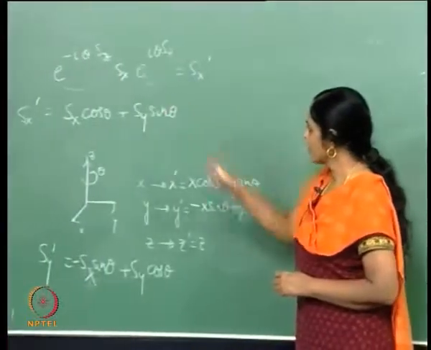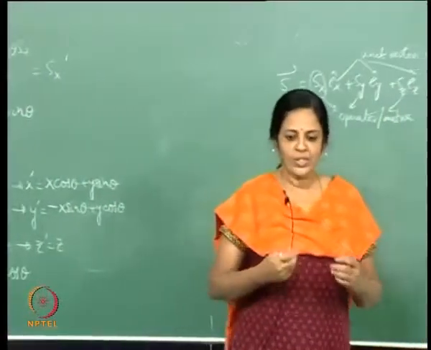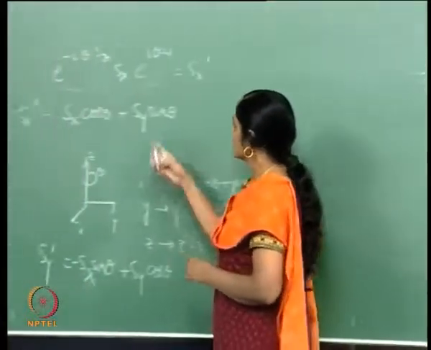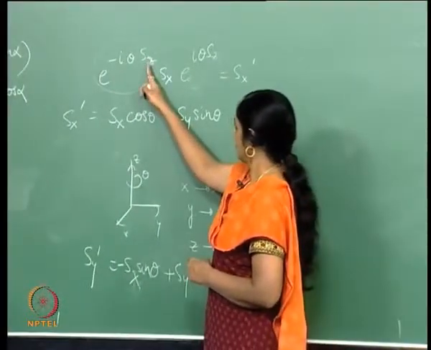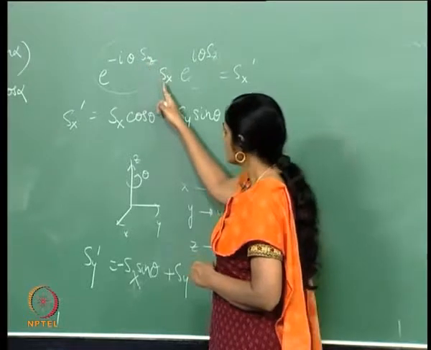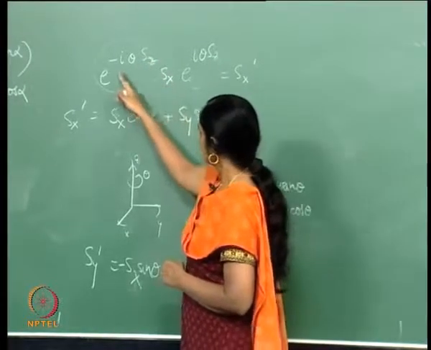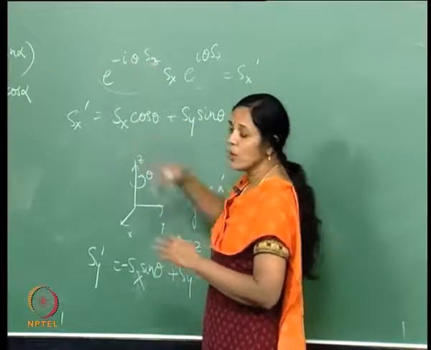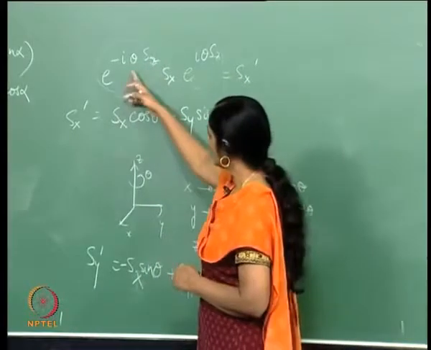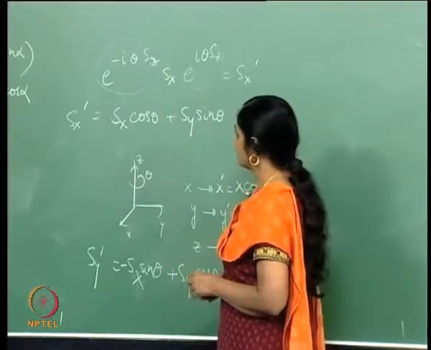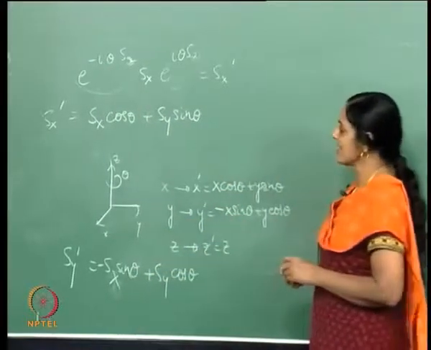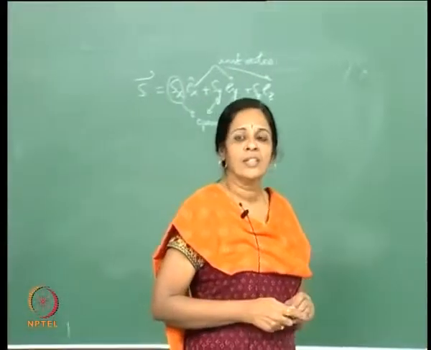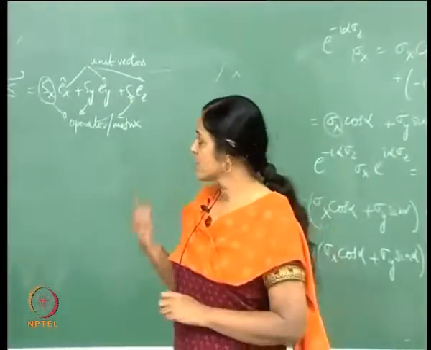The general transformation is of the form, it is a unitary transformation. If the transformation is about the z axis, that is, if it is in the xy plane, it is given by e to the minus i theta Sz. If it is in the yz plane, it would correspondingly be e to the minus i theta Sx. And if it is in the xz plane, the unitary operator in question will be e to the minus i theta Sy.